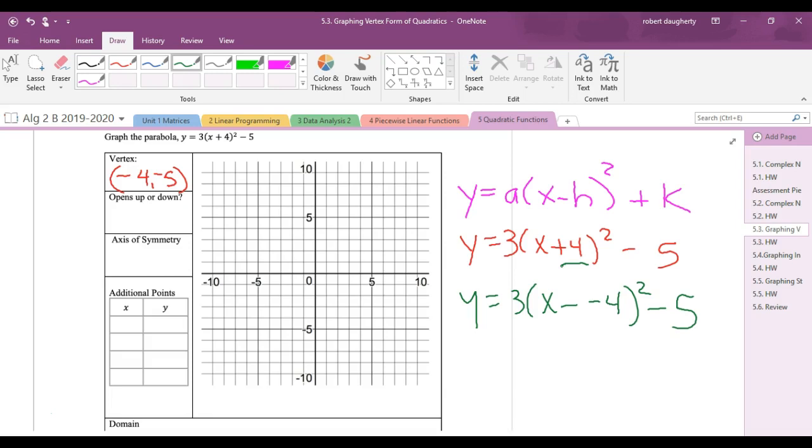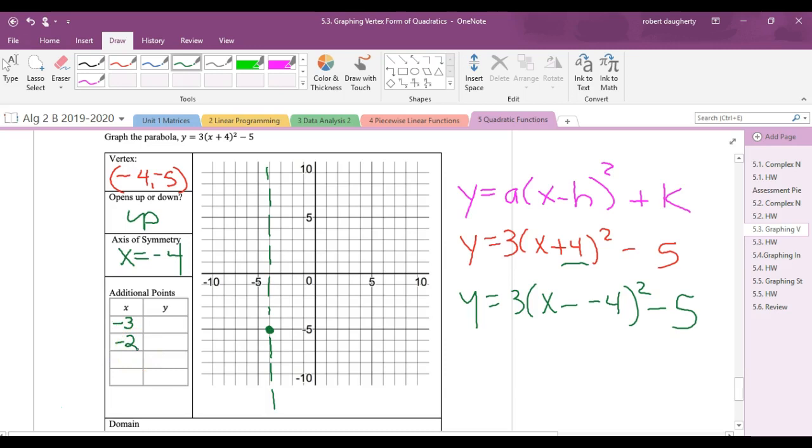So the vertex is -4, -5. This opens, what did we say, up. Axis of symmetry is a line what? Yeah, x equal -4. So -4, -5 is right here. That's also my axis of symmetry. This guy opens up. I just need a couple of points. If I'm sitting at -4, I'm going to pick things that are close to -4, like 1 away or 2 away. So I'm going to go with, say, -3, and so we'll do -3 and -2. We'll plug those in.